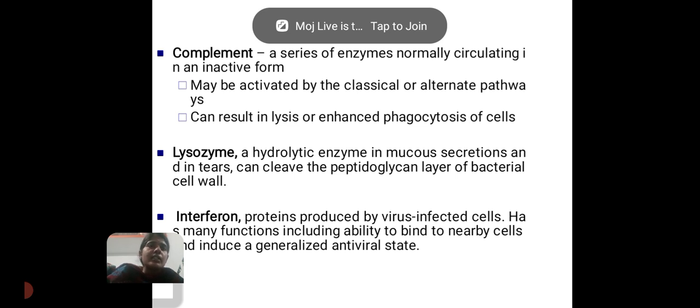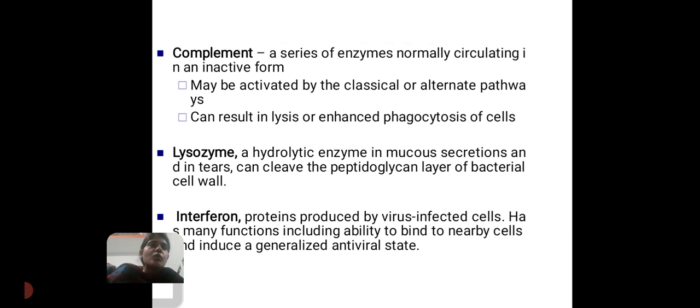Next, complement. It is a series of enzymes normally circulating in inactive form. It may be activated by the classical or alternative pathway. It can result in lysis and enhancement of phagocytosis of cells. Next, lysozyme. It is a hydrolytic enzyme in mucus secretions and in tears, which can cleave the peptidoglycan layer of the bacterial cell wall.